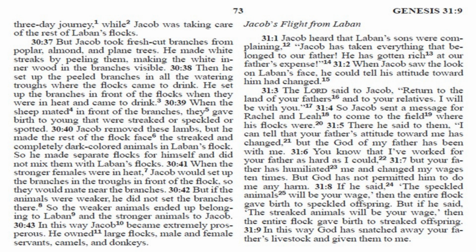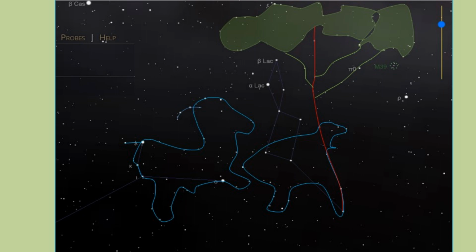Jacob set up the peeled branches in front of the flocks when they were in heat. When the sheep mated in front of the branches, they gave birth to young ones that were streaked or speckled or spotted. Here, in this picture, you can see the sheep mating in front of the peeled branches.